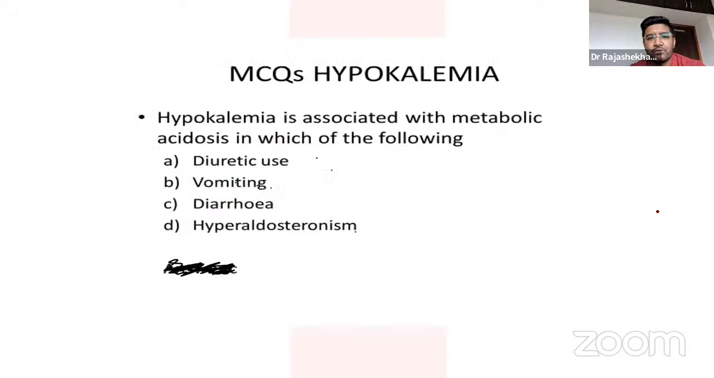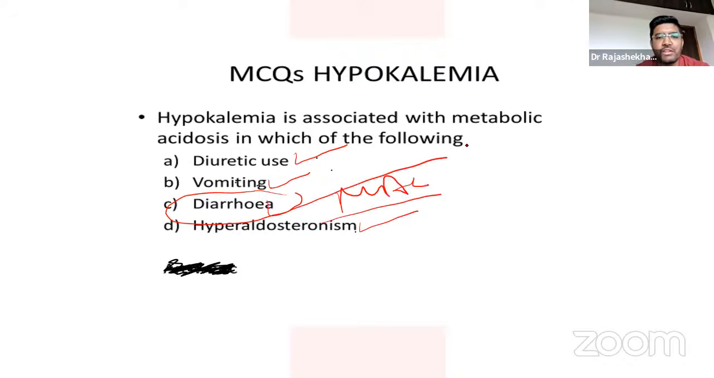And hypokalemia is associated with metabolic acidosis in which of the following? They are asking for hypokalemia with metabolic acidosis. In case of diuretic use, it is usually metabolic alkalosis. In vomiting, it is also metabolic alkalosis. In hyperaldosteronism, also metabolic alkalosis. In diarrhea, it is associated with metabolic acidosis. So the answer is diarrhea.